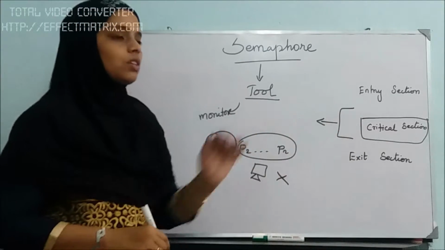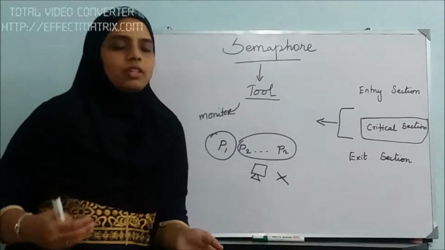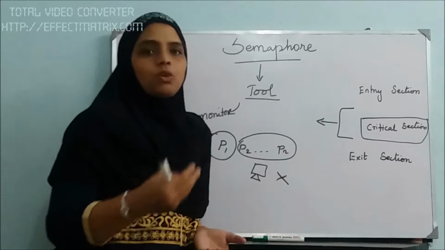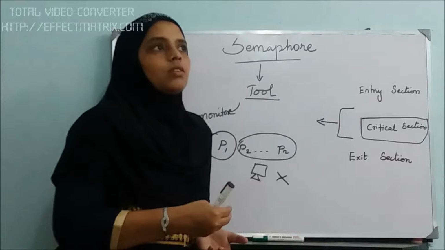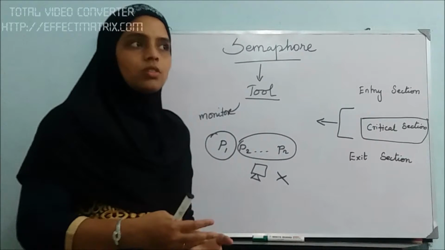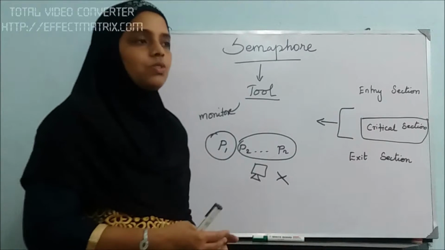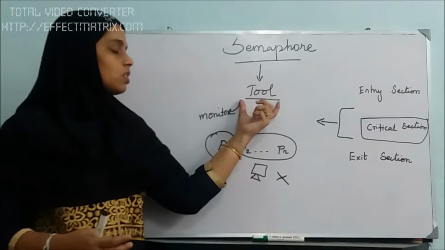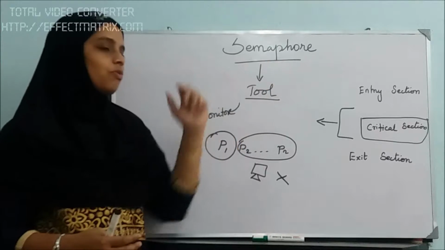To avoid this critical section problem, a lot of requirements are there. You see about mutual exclusion and the circular wait problem, two-process synchronization solutions, multiple-process synchronization solutions, and synchronization hardware, etc. Likewise, we are going to see the synchronization tool called semaphore.